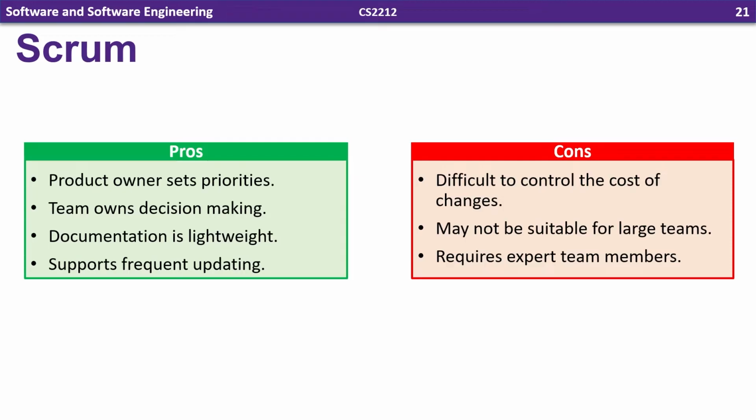Product backlog, that is. And the cons are it's difficult to control the costs of change. For example, the stakeholder or the product owner could keep sending it back for a new sprint. That means going around and around, taking more time. And it may not be suitable for large teams. We talked about how you'd have to break a big problem up.